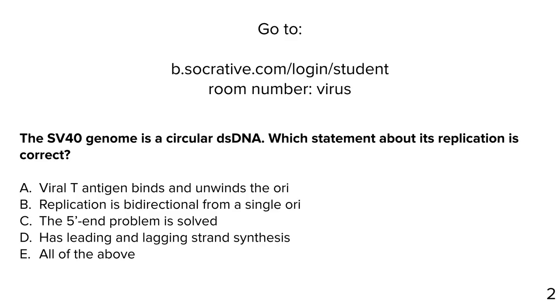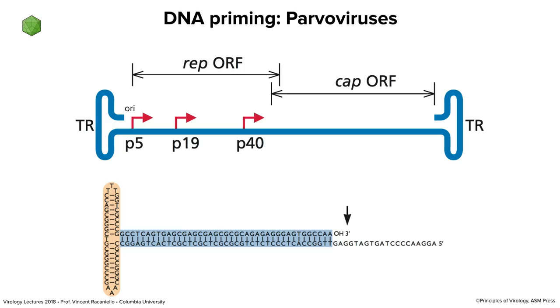All right, the SV40 genome is a circular double-stranded DNA. Which statement is correct? T antigen binds and unwinds the ori. Replication is bidirectional from a single ori. The 5' end problem is solved. Has leading and lagging strand synthesis, or all of the above? 98% got all of the above, which is correct. They're all right. All right, so we did SV40, circular double-stranded DNA.